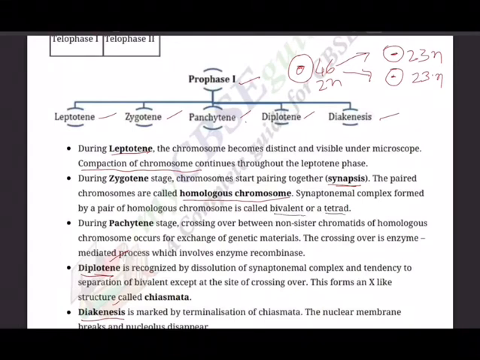or tetrad. And the third stage, during the pachytene stage, crossing over. This is the most important one, which will not happen in mitosis. Crossing over between non-sister chromatids of homologous chromosomes occurs for exchange of genetic material, most important. This is the significance, and that is the reason why meiosis leads to formation of varieties.